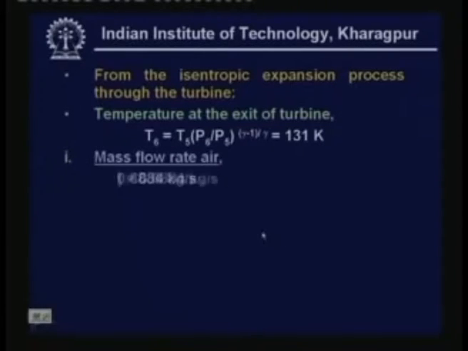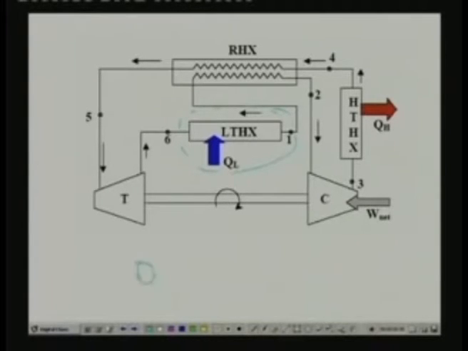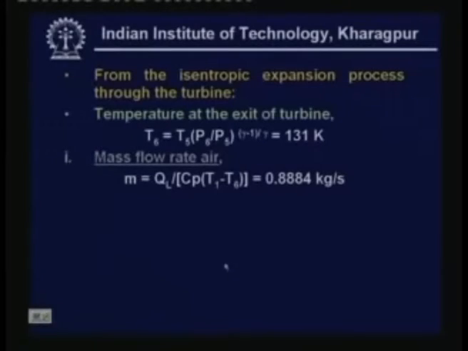Now, mass flow rate of air we have to find out. Mass flow rate of air is simply given by refrigeration capacity by Cp into delta T. This you get by applying energy balance across the low temperature heat exchanger. So, from energy balance across the low temperature heat exchanger, QL is equal to m dot into Cp into temperature rise, that is T1 minus T6. So, from this you can find out what is m dot. So m dot is given to be 0.8884 kg per second. QL is given as 100 kilowatts, Cp is 1.005, and T1 and T6 are known to us.